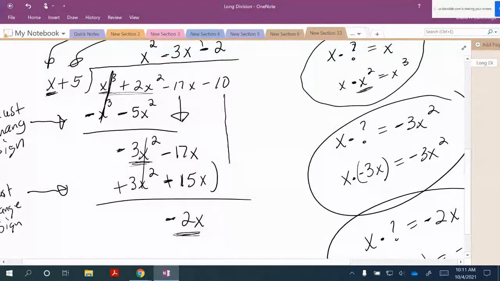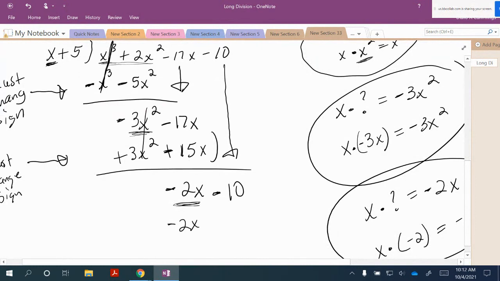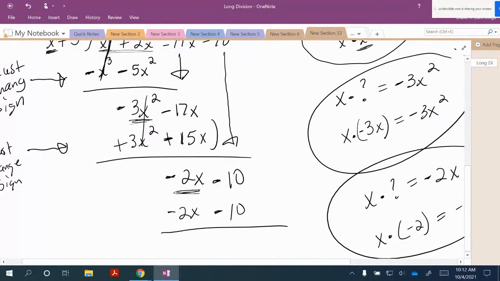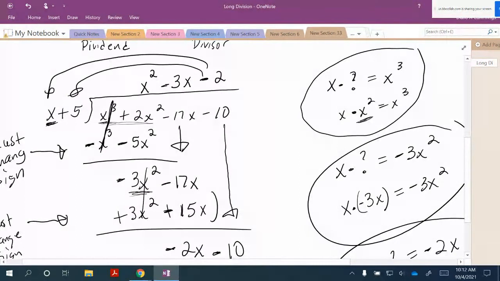Before I do that, I should bring down negative 10. Remember, we always have to maintain two terms. Now if we distribute, negative 2 times x is negative 2x. Notice that the first term should always match up. Negative 2 times 5 is negative 10. We have to change the sign, and we have a remainder of 0. So we have x squared minus 3x minus 2 as the quotient.